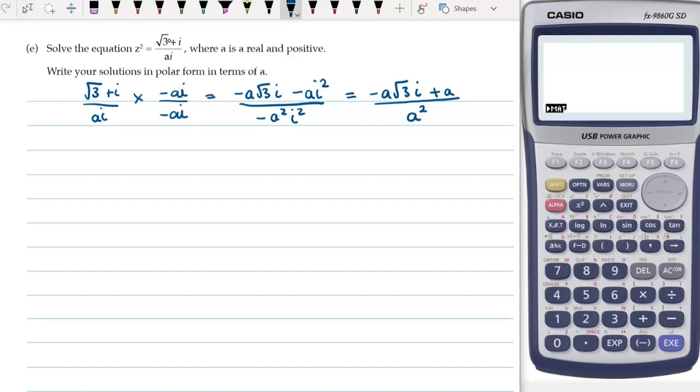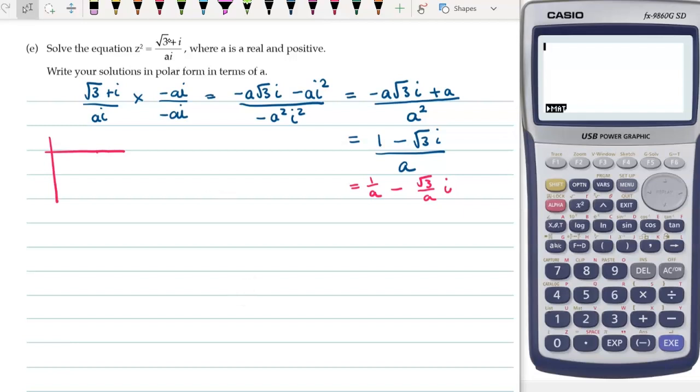Now we can divide through by a singular a to simplify. So this is minus root 3 i plus 1. And in fact, I'm going to write it the other way around just to make it easier: 1 minus root 3 i, because we're used to seeing things in that order, all over a. Okay, now thinking about it on an Argand diagram, we have in its real and imaginary pieces, it would look like this. So we're in the positive x direction and the negative y direction.